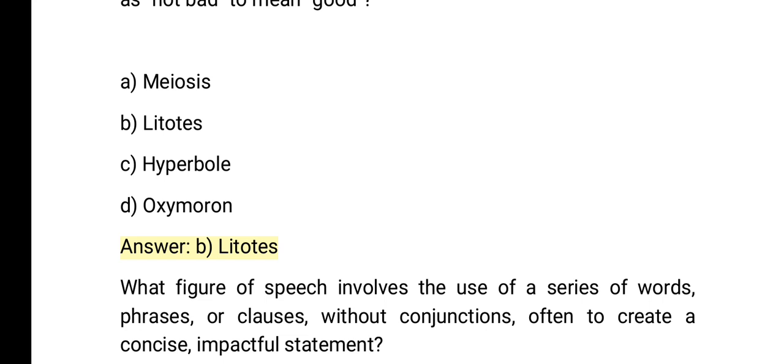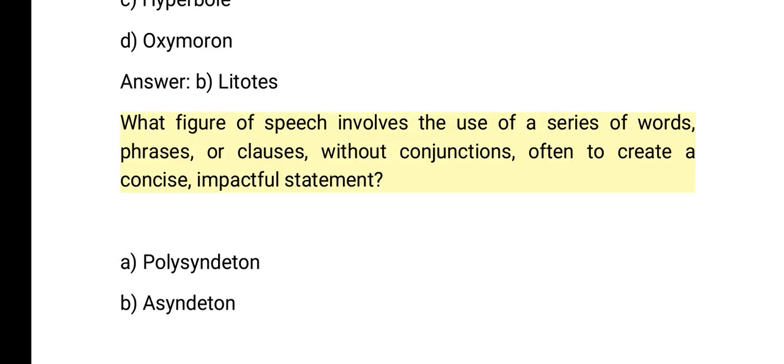Litotes. What figure of speech involves the use of a series of words, phrases, or clauses, without conjunctions, often to create a concise, impactful statement? A. Polysyndeton.